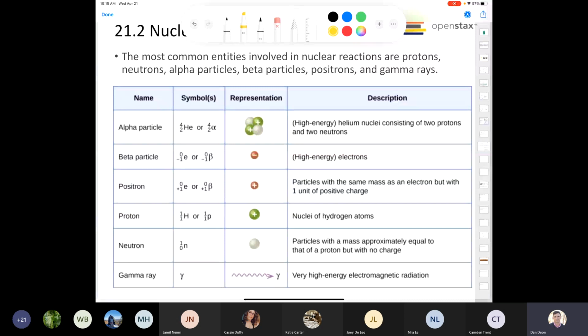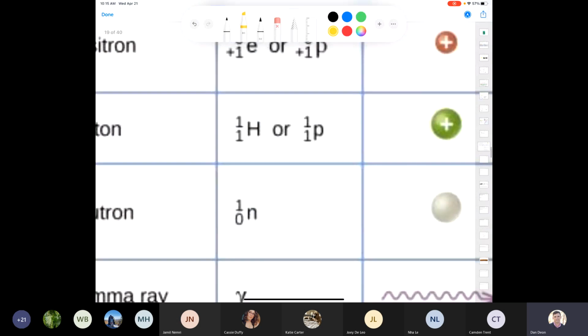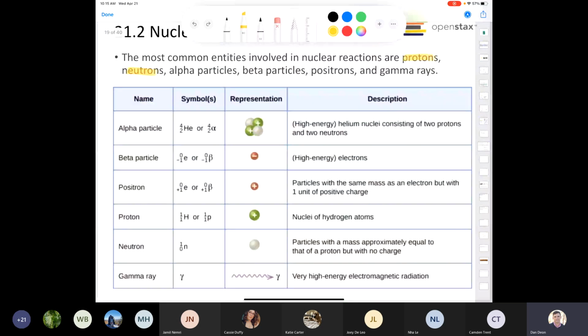Those are protons, which you know about already, neutrons, which you know about already, right? I even showed you the symbol of a proton this morning. I showed you the symbol of a neutron this morning. So nothing new there, protons and neutrons. But now we're going to take a look at what are called alpha particles, beta particles, positrons, and gamma rays. These are all new to you. So I'll go over the representation of all of these entities first, and then we'll get into some practice of balancing equations where we use these entities.